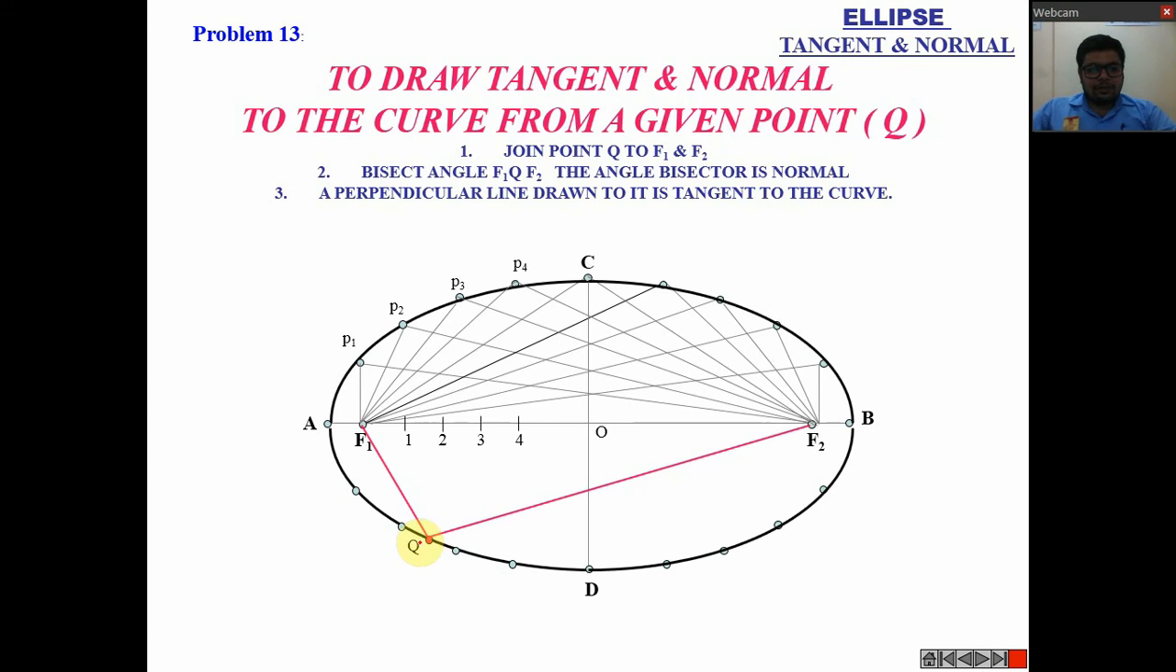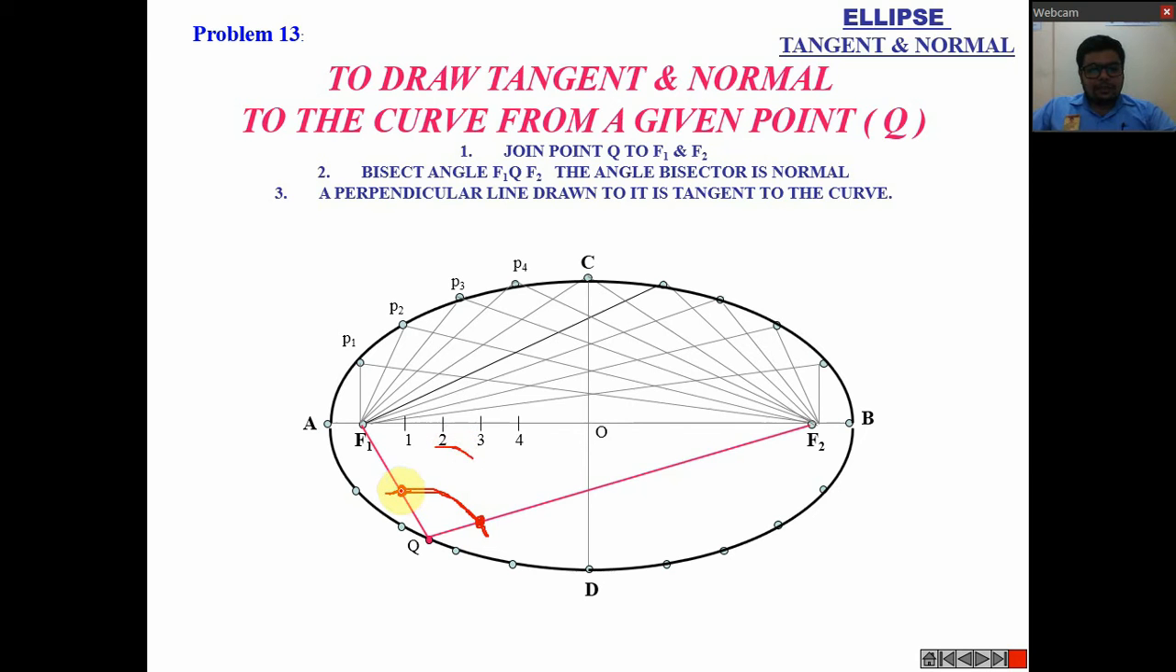how to draw the bisector. After joining this Q with F1 and F2, you have to take one random radius, point Q as a center, and then you have to mark one radius something like this here. So you will get 2 points. This is the first one and this is second one. With same radius, take this point as a center and then mark radius here.